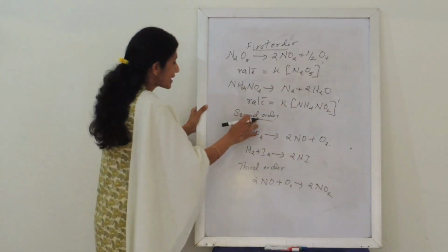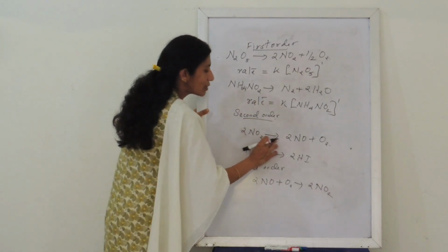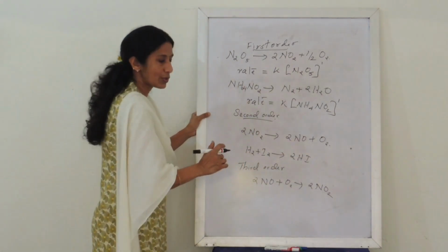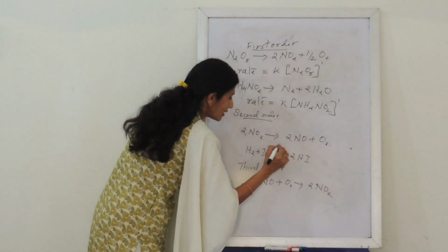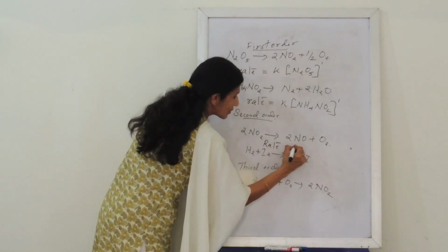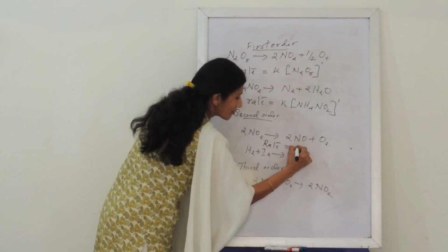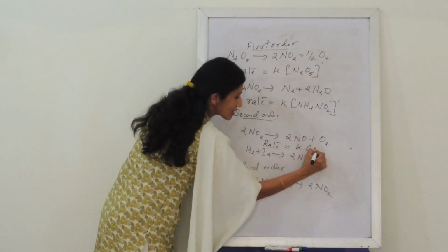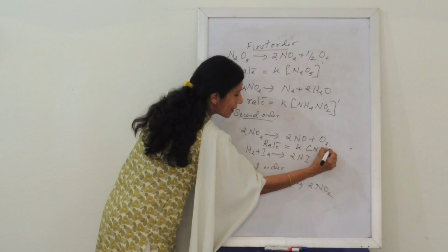Then another one, second order. 2NO2 gives 2NO plus O2. Then we can write rate is equal to k into the concentration of NO2 to the power 2.